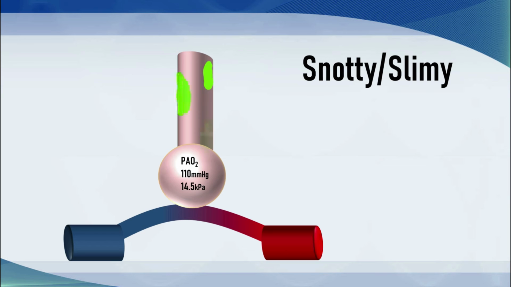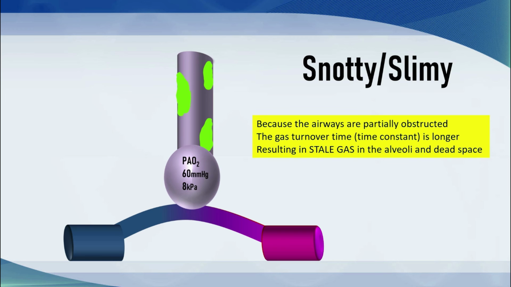Snotty or slimy refers to where you get all kinds of stuff accumulating within the airways. And because the airways are partially obstructed but not necessarily closed or collapsed, the gas turnover time, that's the time constant, is longer. So even if you have the same gradient for oxygen between the mouth and the alveoli, maybe even increased, because of all the stuff in the airway, it's really slow for gas to turn over. As a consequence, you get stale gas in the alveoli and dead space and venous admixture. This is a really common cause of hypoxemia.